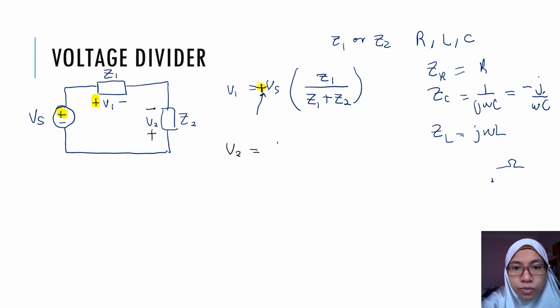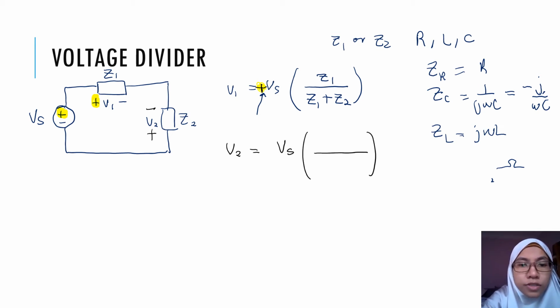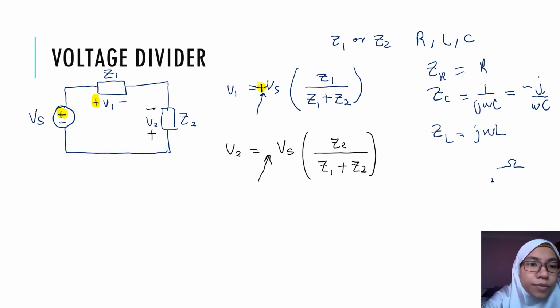What about V2? V2 is equal to the voltage source times, since the voltage V2 is in parallel with Z2, impedance 2, we divide by Z1 plus Z2. And the sign here comes from the positive in front of here and the negative here. Since plus meets minus, this is minus.